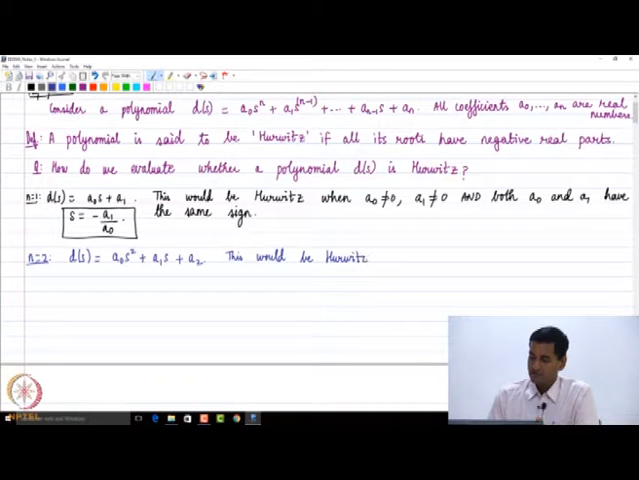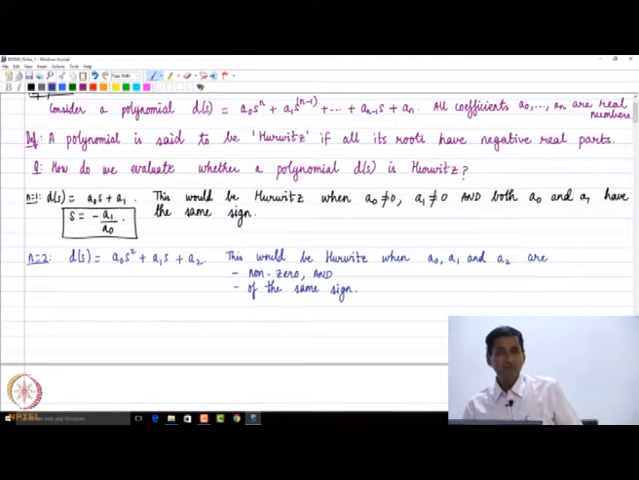when a naught, a1 and a2 are first of all non-zero, okay, and of the same sign, okay. Once again the same criteria, okay. So you apply it to any quadratic polynomial.